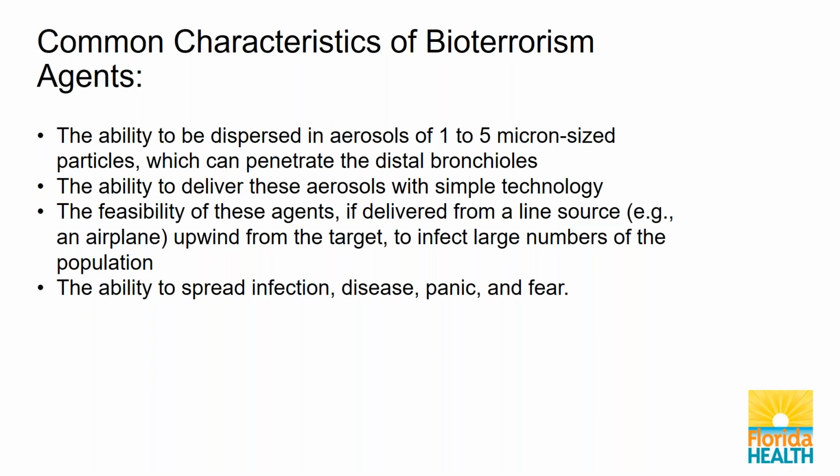So it's the ability to be dispersed in aerosols of 1 to 5 micron sized particles, which can penetrate the distal bronchioles. The ability to deliver these aerosols with simple technology. That's very important. The feasibility of these agents, if delivered from a line source like an airplane, upwind from the target to infect large numbers of a population. And also the ability to spread infection, disease, panic, and fear. So these 4 are the common characteristics of bioterrorism agents. The majority of them are going to share these 4 characteristics, which is why it's really important to make sure that you review that information.